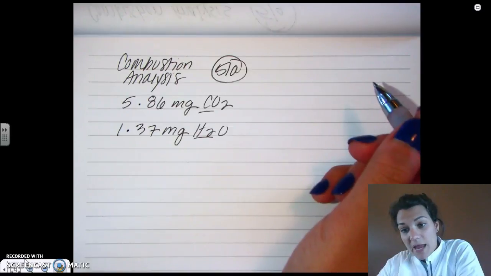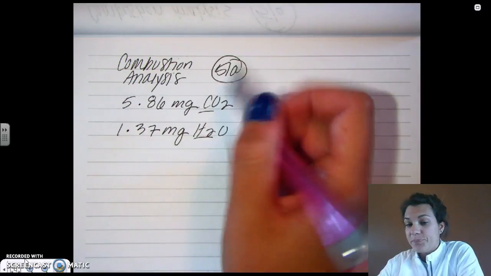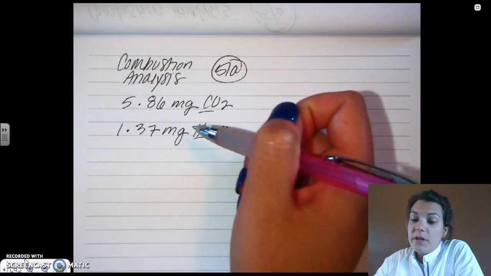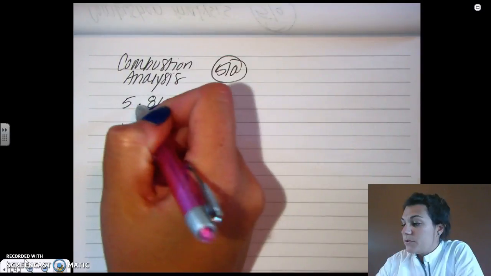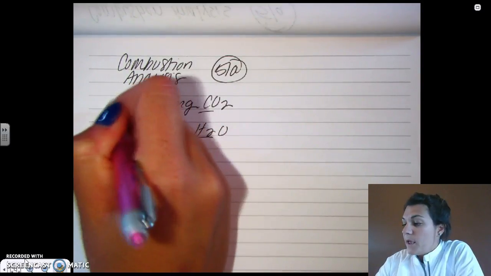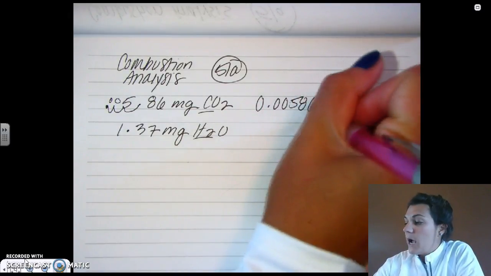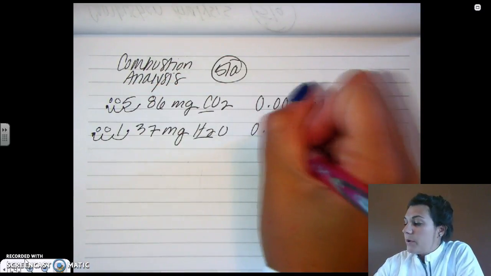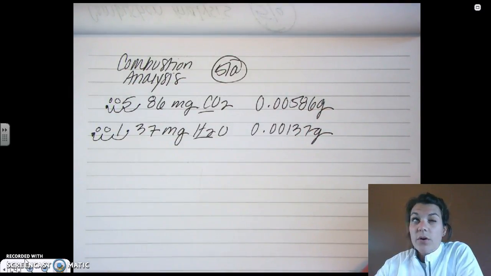Because we don't have a starting mass, and we're just solving for something that has just carbon and hydrogen in it. Okay, so the first thing that you have to do is you can either do a conversion from milli to grams, or you can just swoop 3 times to make it grams. So that's what I'm going to do. I'm just going to say 1, 2, 3. So this will be 0.00586 grams of carbon dioxide, and this one, 1, 2, 3, would be 0.00137 grams of water.